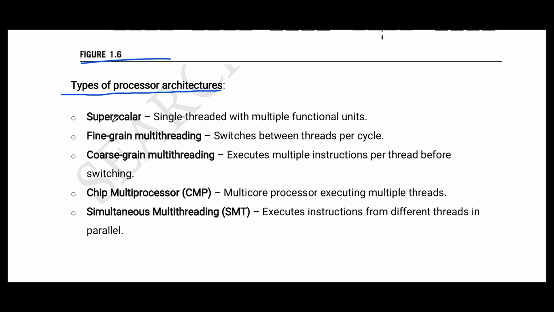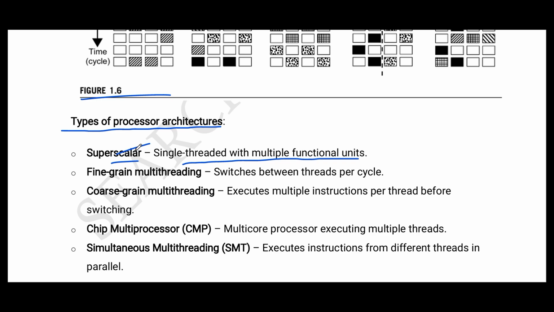Next are the types of processor architectures. Let's look at the types. Superscalar is single threaded with multiple functional units. Next is fine grain multi-threading, which switches between threads per cycle.